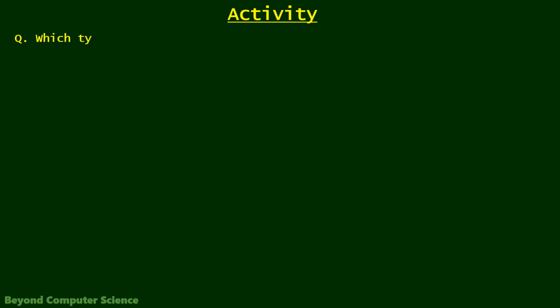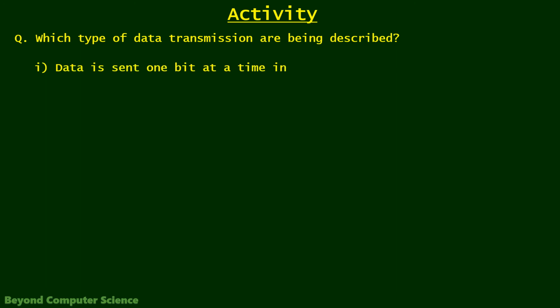Activity question is, which type of data transmission is being described? Now you have to guess which type of data transmission is being described here. Number one, data is sent one bit at a time in one direction only. So one bit at a time represents serial. And in one direction only, it represents simplex. So the answer would look like this, serial simplex.